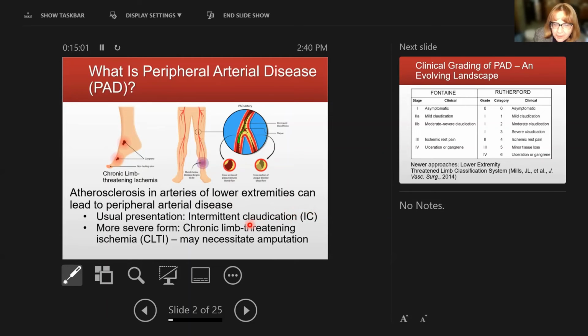In the more severe form, which is termed chronic limb-threatening ischemia, there is pain even when the patient is not exercising, and ultimately the reduced blood flow can lead to non-healing ulcers or even gangrene, resulting in a possible need for amputation.